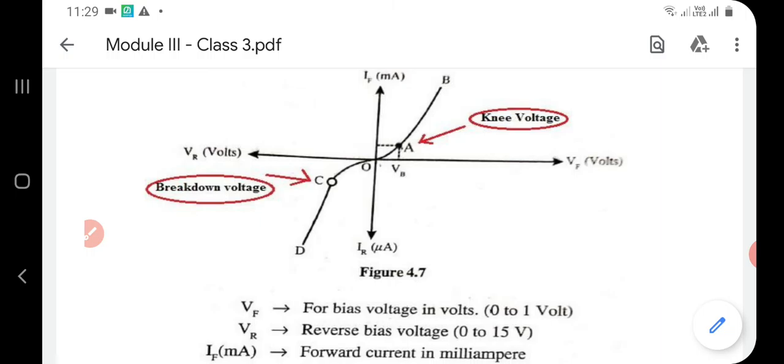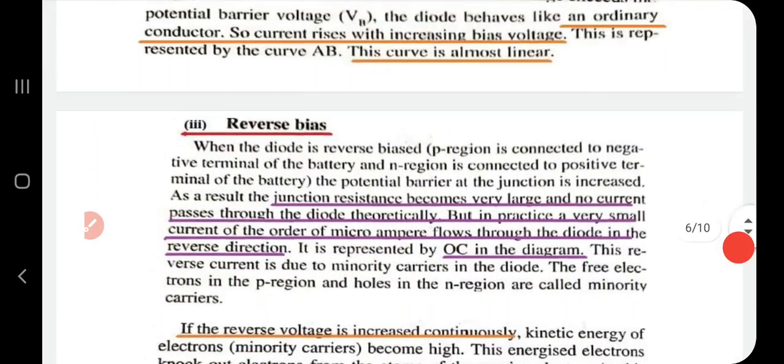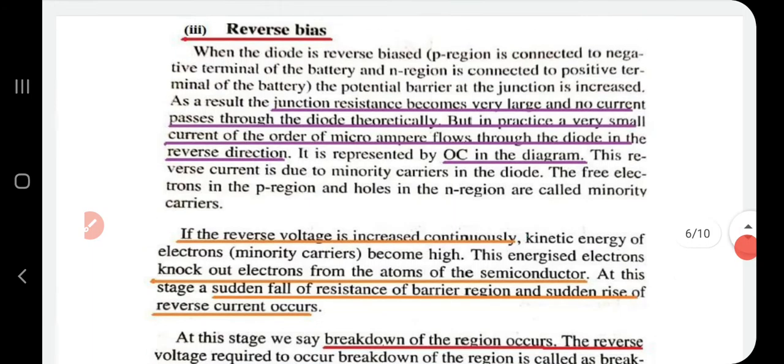So that particular point A is called knee voltage. Knee voltage is nothing but the particular value of forward voltage across the PN junction at which forward current increases rapidly. Please note down this definition. The particular value of forward voltage across the PN junction at which forward current increases rapidly. This is the definition for knee voltage. For silicon it is 0.7 volt, and for germanium it is 0.3 volt. It will be discussed later.